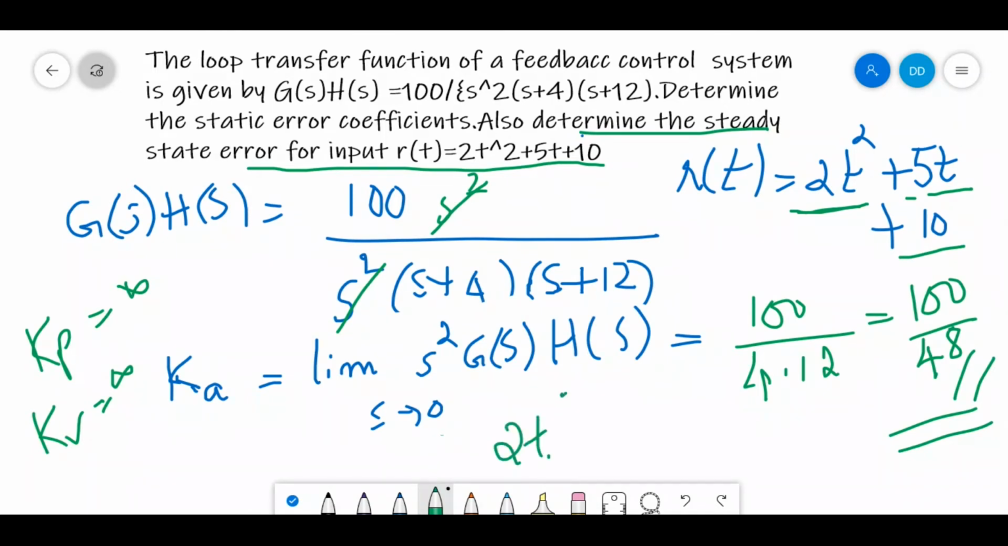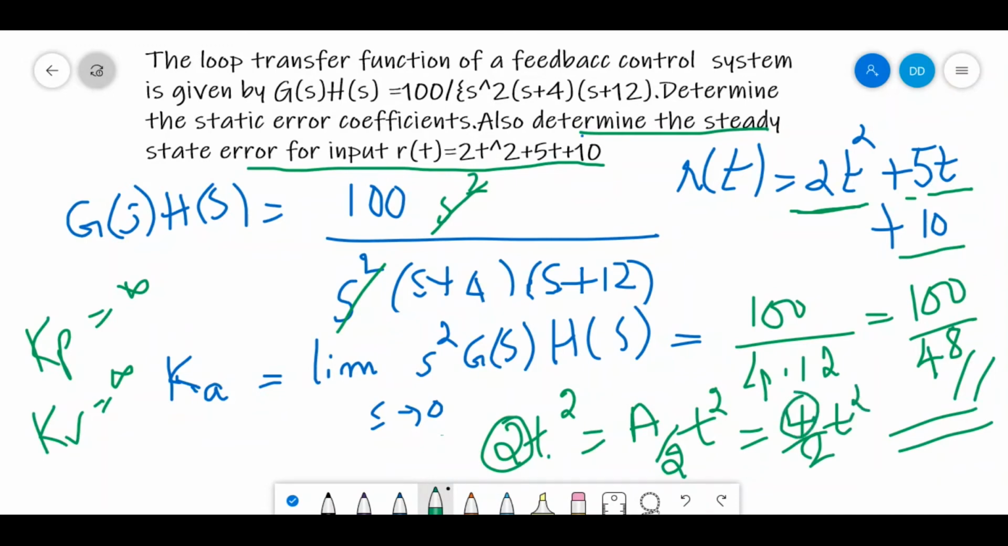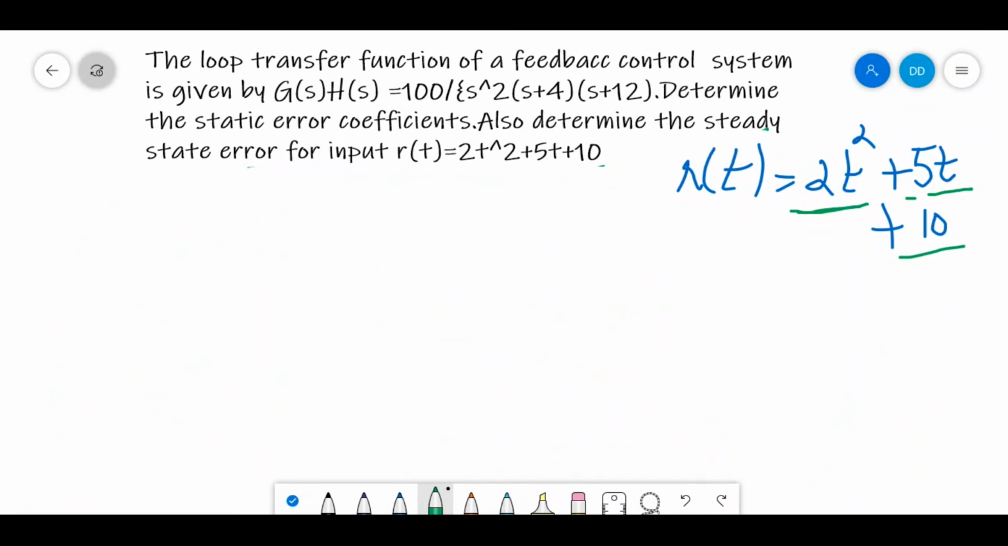We have to rewrite this 2t square in the standard form, which is A by 2 t square. If we make this 2 as 4 by 2, it becomes the standard form 4 by 2 t square. That means our parabolic input is having a magnitude equal to 4. Now we will see how to find the steady state error.